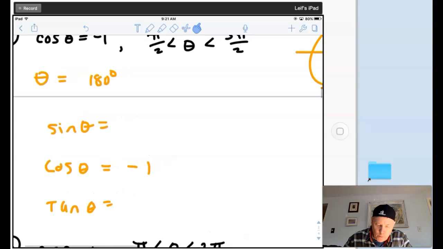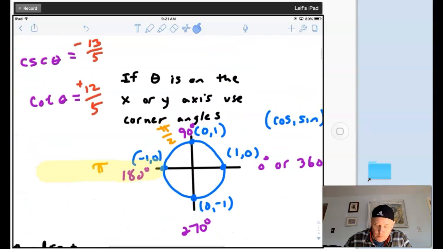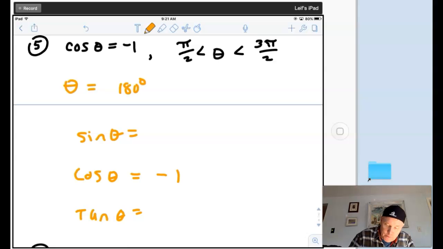Okay, so back to the 180. Back up here, 180. X coordinate is -1. Y coordinate is 0. X coordinate is -1. Y coordinate is 0. Y coordinate is the sine. Tangent is y over x, which is 0 over -1, which is 0.